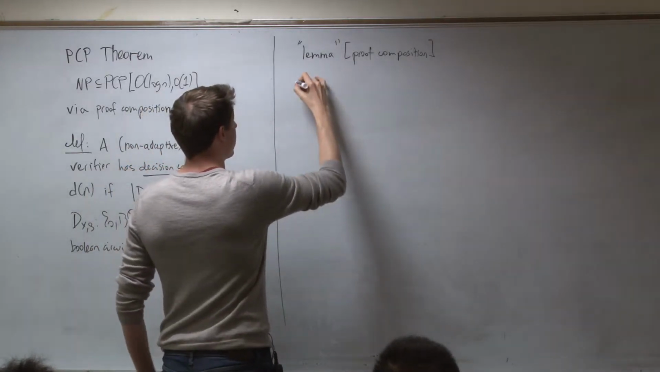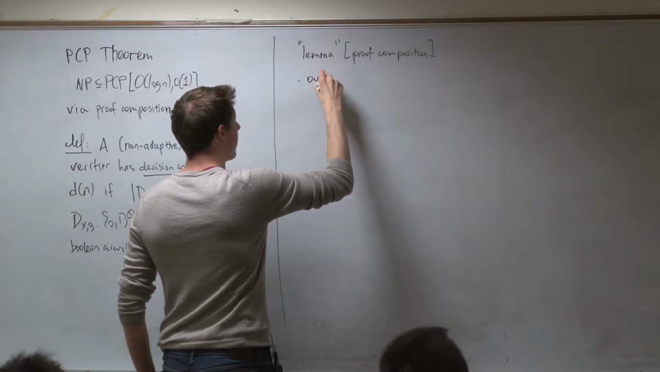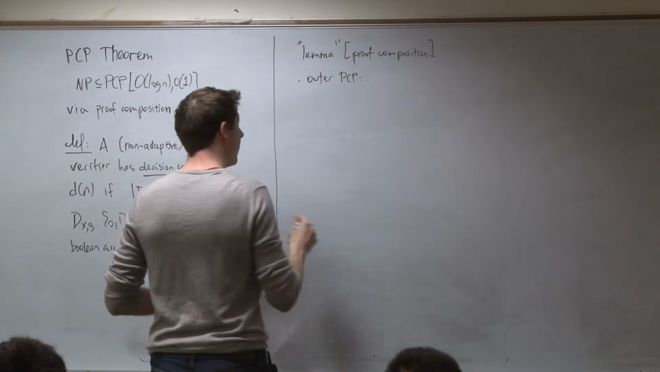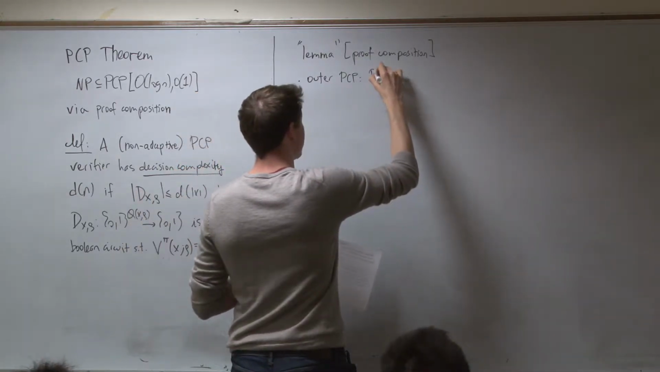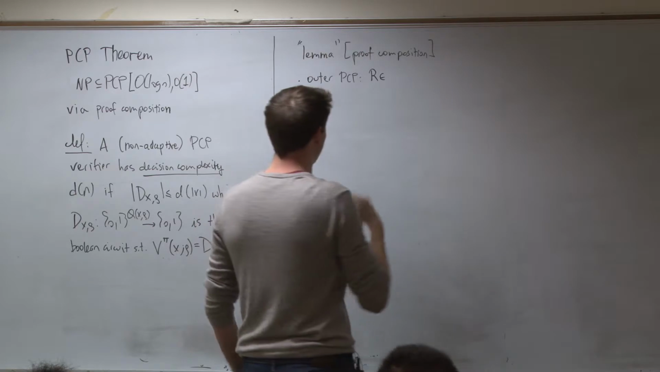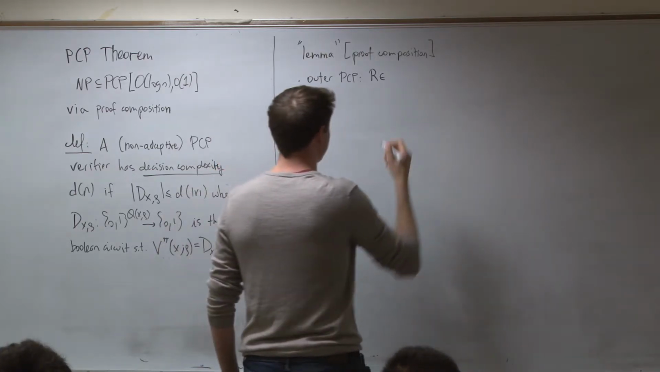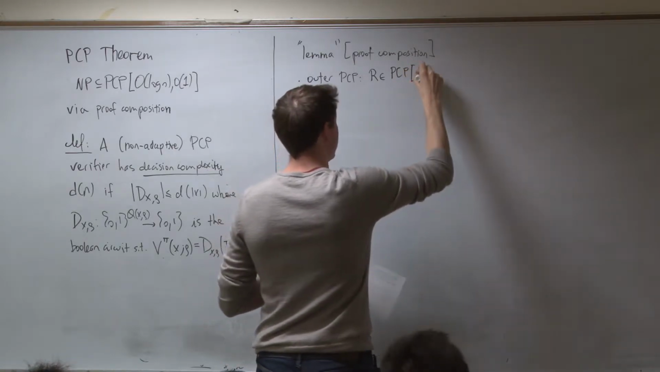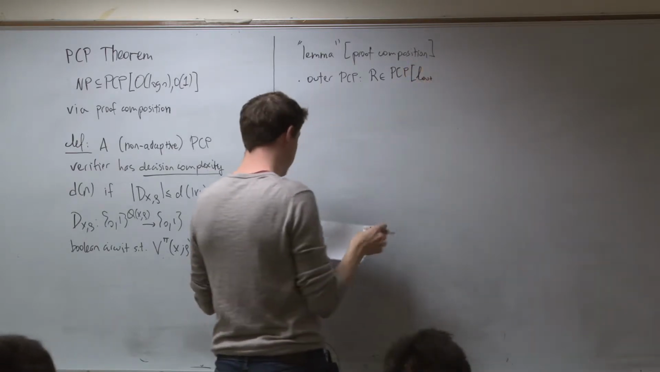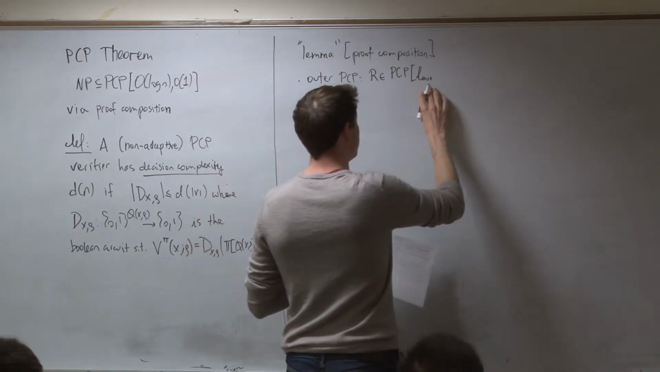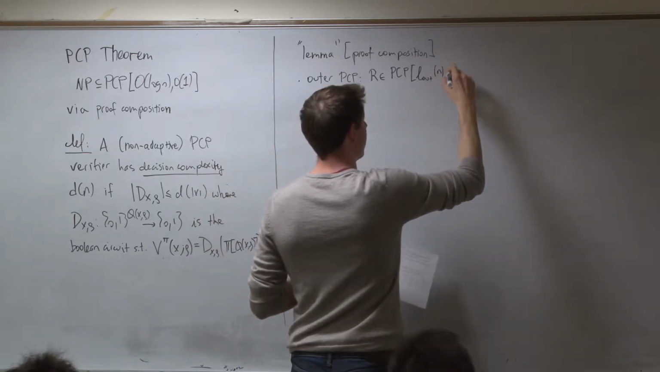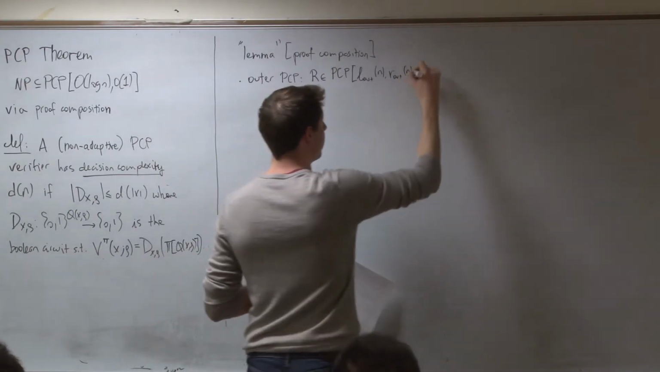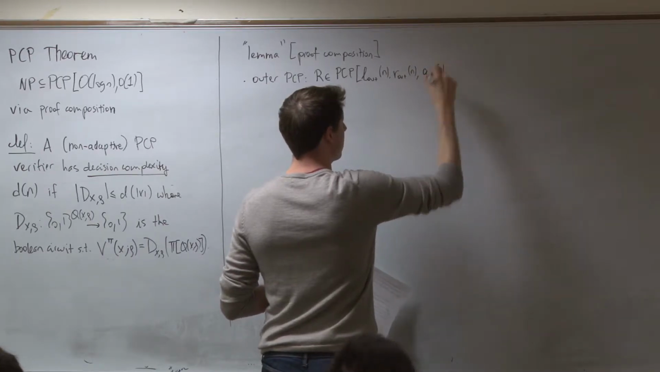So what we want to do is start out with two ingredients, an outer PCP, okay? The outer PCP is for some relation R, which is the one that we care about proving. It's going to have some parameters, so let's give them names. L out is the proof length of the outer PCP. R out is the randomness complexity of the outer PCP. Q out is the query complexity.